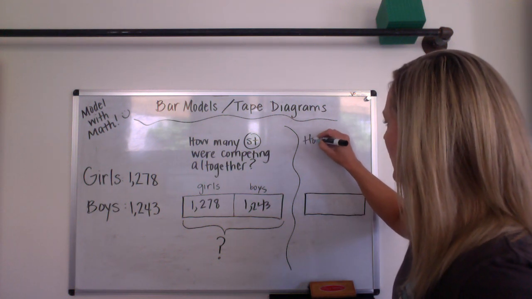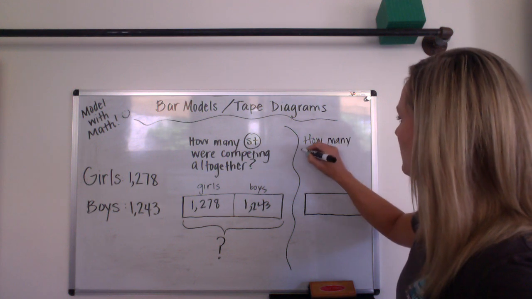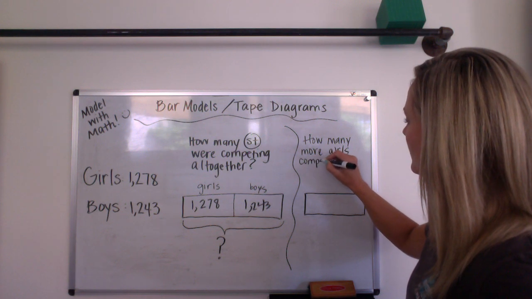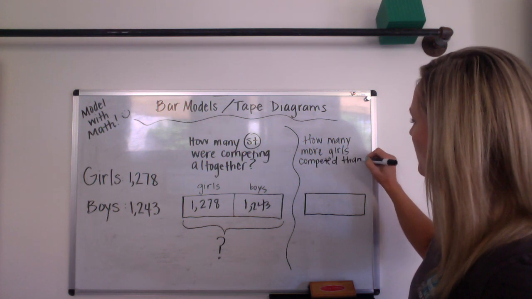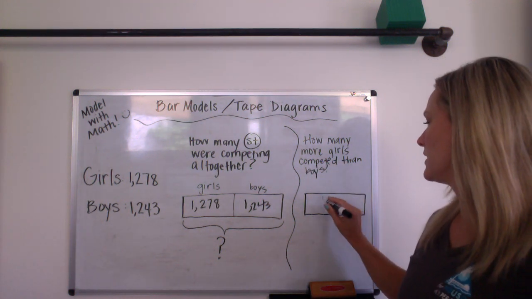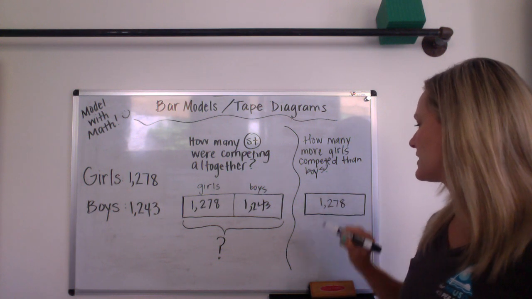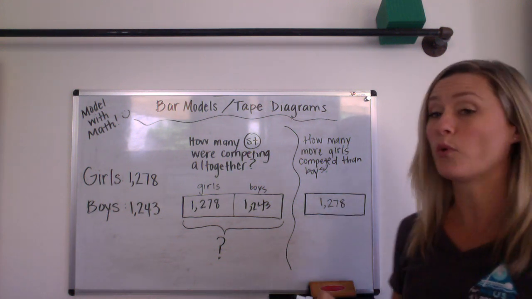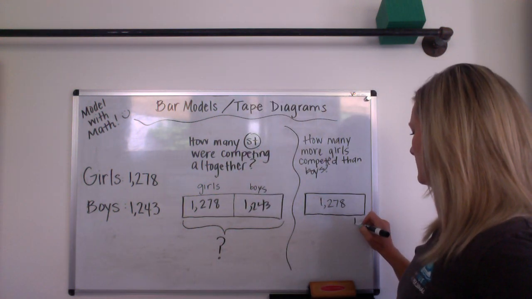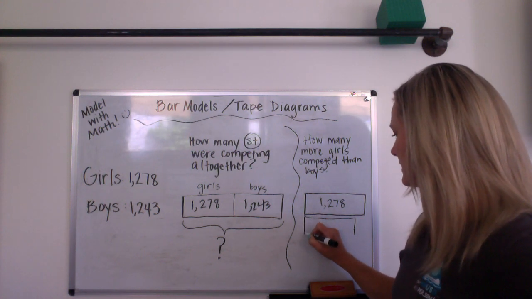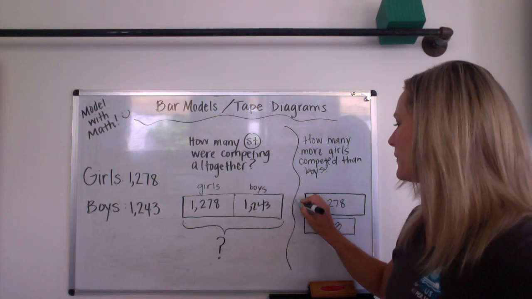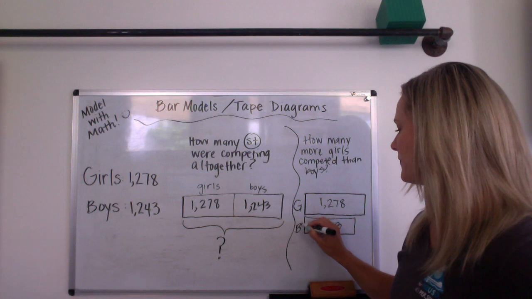Actually, I should write my question. How many more girls competed than boys, right? So now we're comparing them. Okay, so this one is the girls, so 1,278. And this one down here will be the boys. Now remember, they're almost the same size rectangle because the numbers are fairly close together. So 1,243 would go here. And I'm going to put G for girls and B for boys.